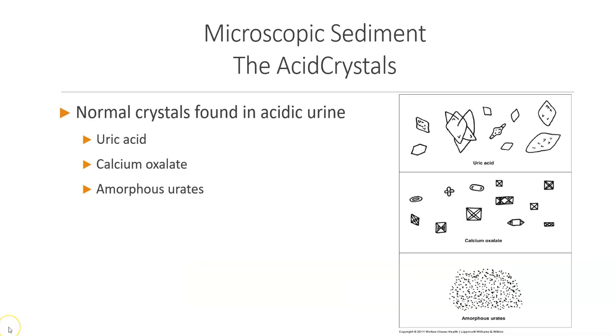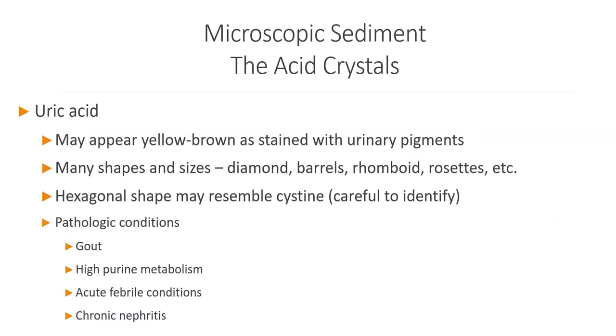We're going to talk about the acid crystals, those crystals that are found in acidic urine, and these include uric acid, calcium oxalate, and amorphous urates. If you look at the line diagrams on the right, they show you the variety of shapes that these crystals can take. Uric acid crystals may appear yellow-brown as they become stained with urinary pigments.